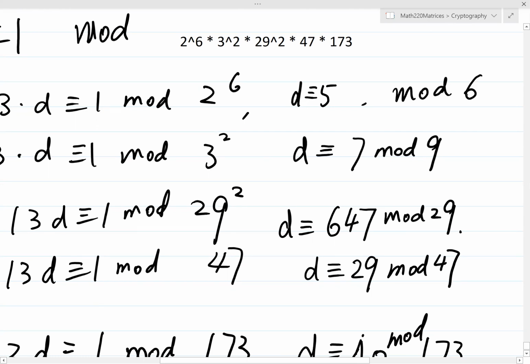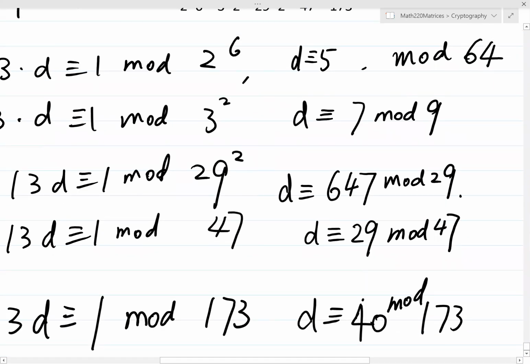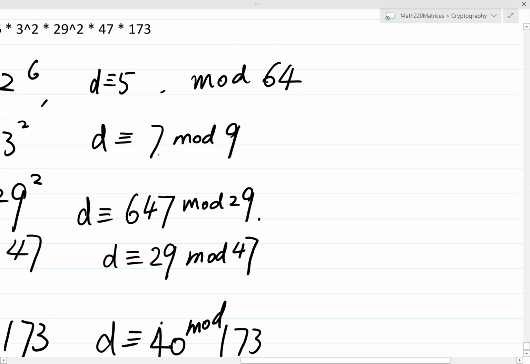Now, solving these congruence relations is actually not difficult. There's a theorem called the Chinese remainder theorem, so you can solve this kind of bunch of congruences. On this side we solve the congruences: 57, 647, 29, 40 mod 64, 9, 29 squared, 47, 173. We solve using the Chinese remainder theorem.